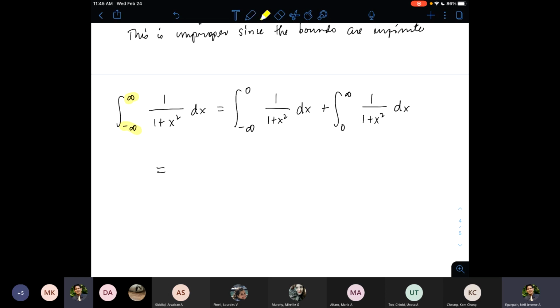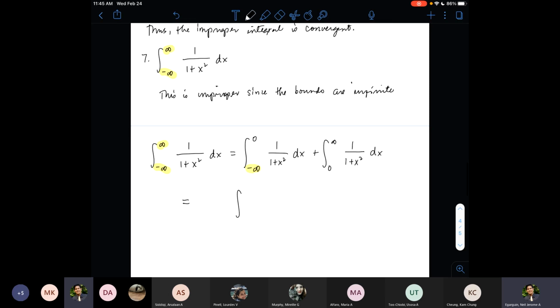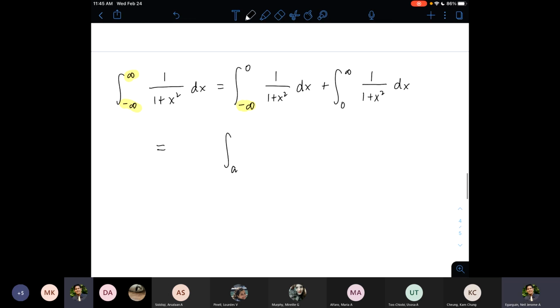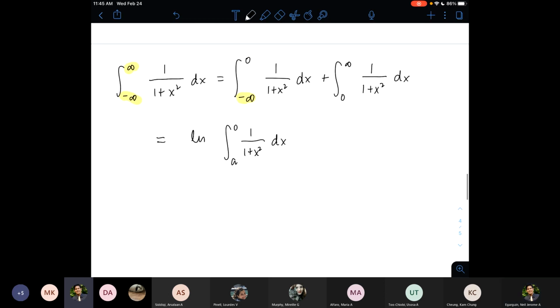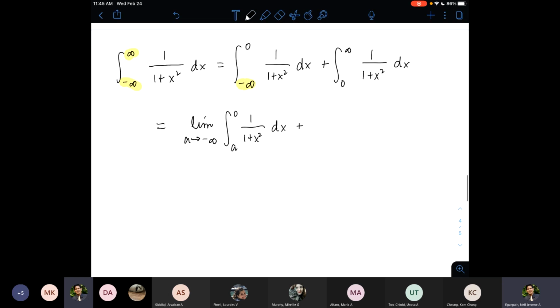So here, the cause of the integral being improper for the first integral is the lower limit. So you change it to another name. I'll call it a, the integral from a to 0, same integrand, but take the limit as a approaches negative infinity, plus I'll take the limit of the integral where I replace the upper bound by another variable, say b, and take the limit as b approaches positive infinity of the same integrand.